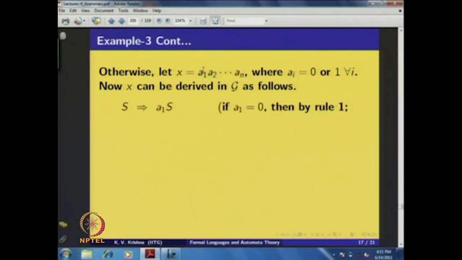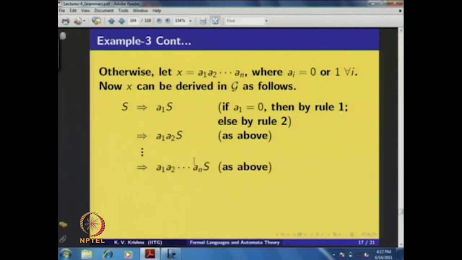This a1 can be 0 or 1. If it is 0, then apply rule 1 to get S gives a1 S. If it is 1, then you can apply rule 2 to get 1S here. Similarly, to derive a2, either it is 0 or 1. As discussed here, if a2 is 0, apply rule 1 to get a1 a2 S here. If a2 is 1, you apply rule 2 to get a1 a2 S, and continue this to get a1 a2 ... an S, and at the end apply rule 3 and nullify the non-terminal symbol here to get a1 a2 ... an, that is what is x.